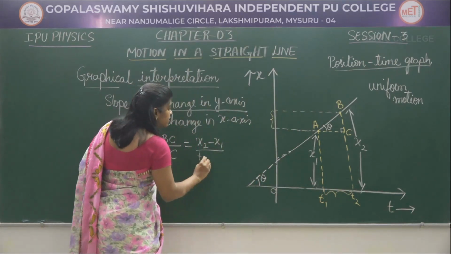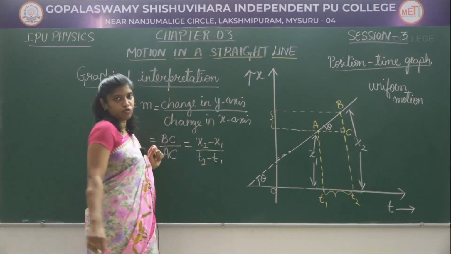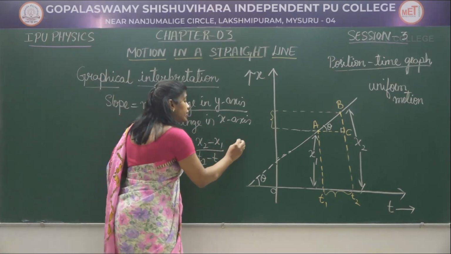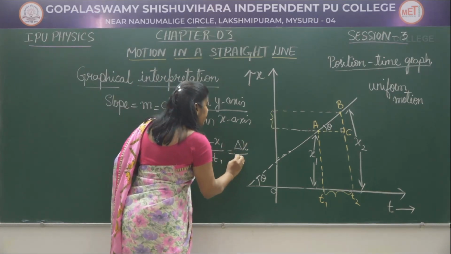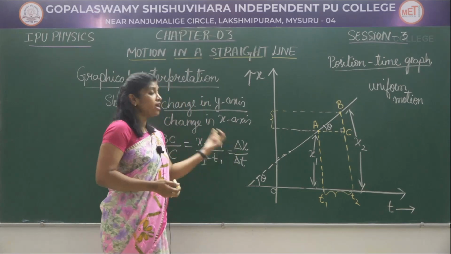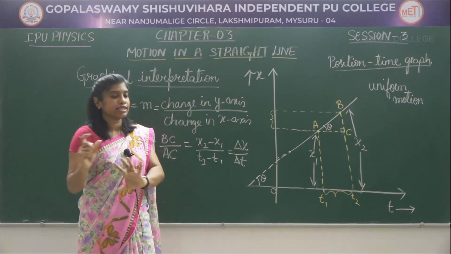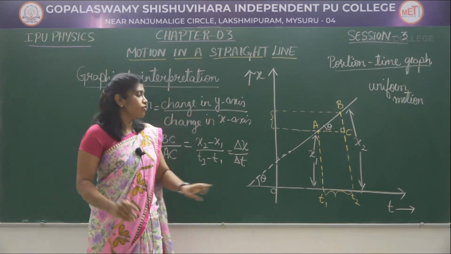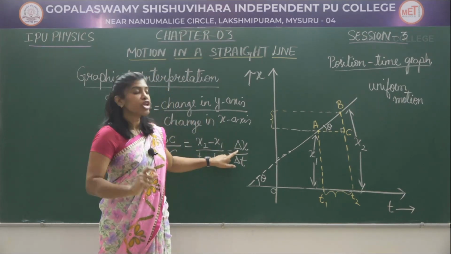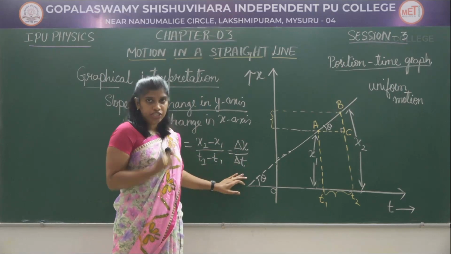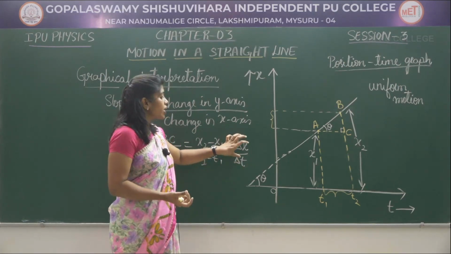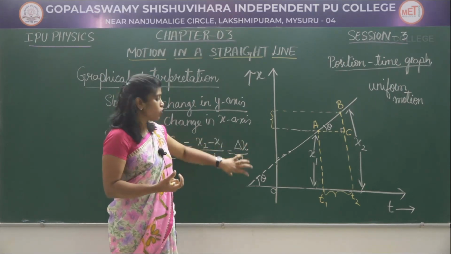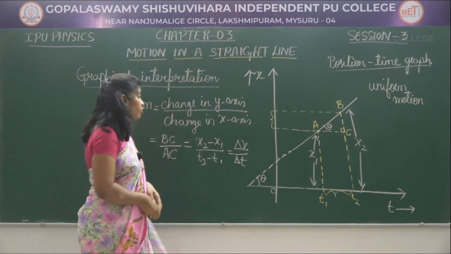Next, I can also write this as delta x by delta t. So, delta denotes a small change. Whenever we write change, we are going to use this delta. So, delta x by delta t is nothing but the change in the position to the change in time.